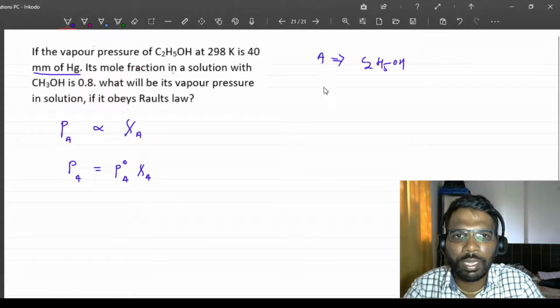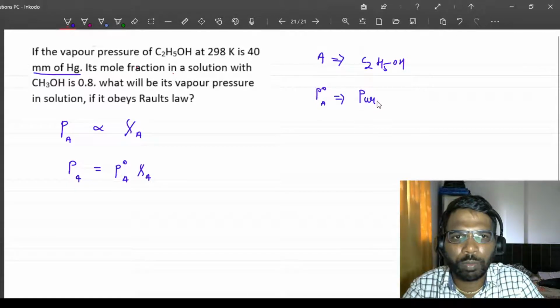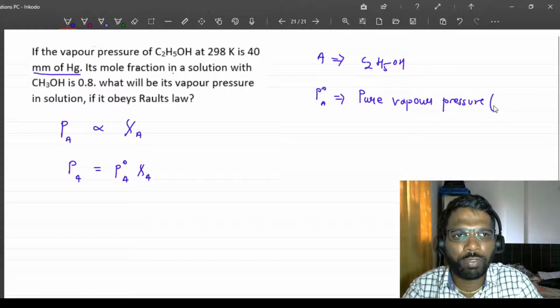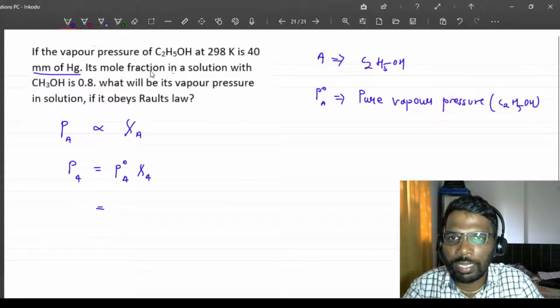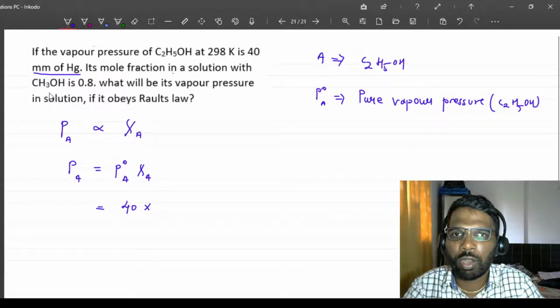Now, what is P naught A? P naught A is the pure vapor pressure, in this case of ethanol, C2H5OH. It is given directly, the vapor pressure of ethanol is 40, multiplied by the mole fraction of ethanol in the solution, which is 0.8.